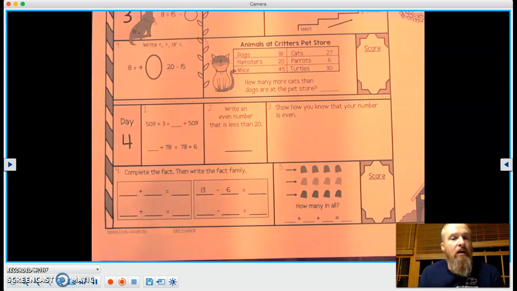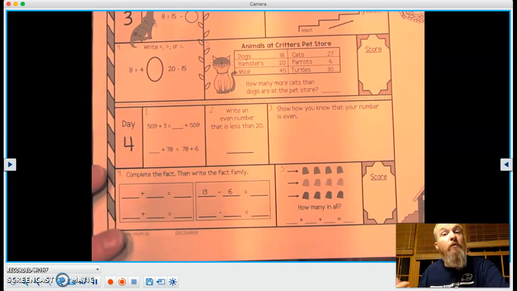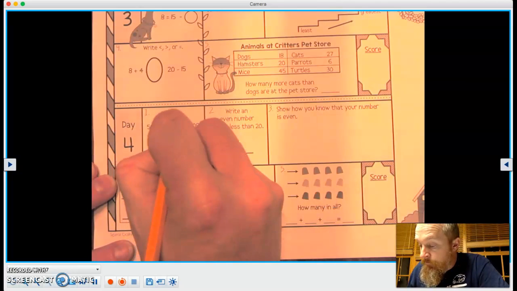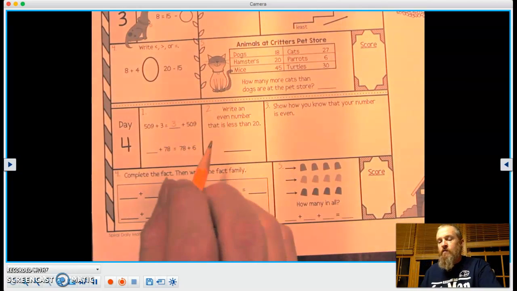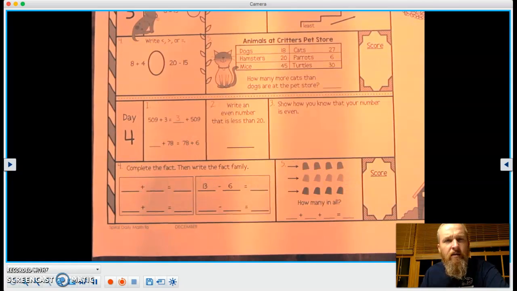Number 1, 509 plus 3 equals something plus 509. Is that a trick question? No. 509 plus 3 equals 3 plus 509. Okay. Is there a name for that addition property? Do you remember what that is? Maybe you could tell me, if you could remember, what the name of that addition property is.